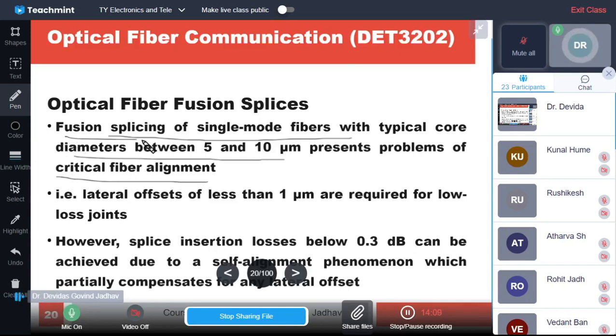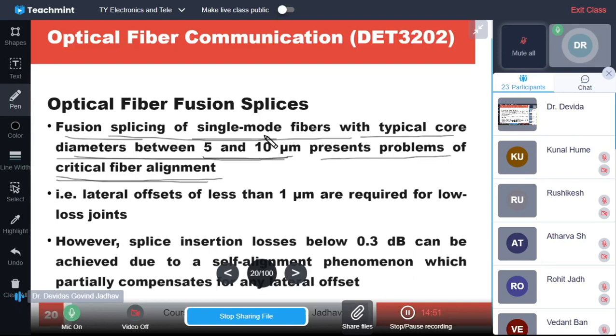Fusion splicing of single mode fiber with a typical core diameter between 5 to 10 micrometer presents problems of critical fiber alignment. In the case of single mode fiber and multi-mode fiber, the diameters are, for single mode, 5 to 10 micrometer, maximum 10 micrometer, or 20 micrometer, or 50 micrometer. 50 micrometer is a very high diameter for single mode. In the multi-mode case, it is from 50 micrometer to 100, 150, 200 micrometer.